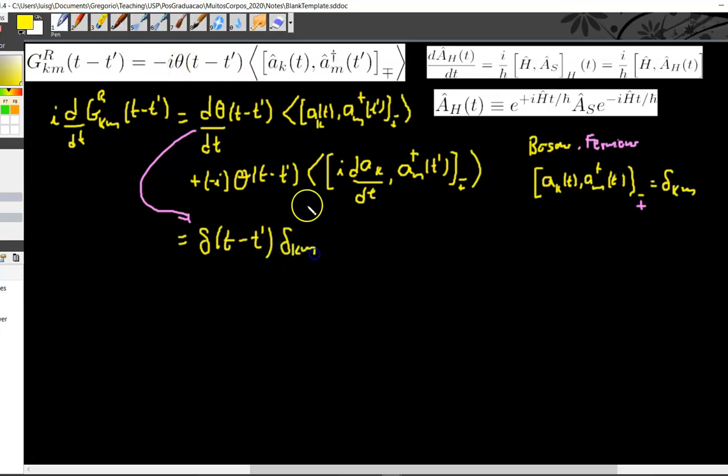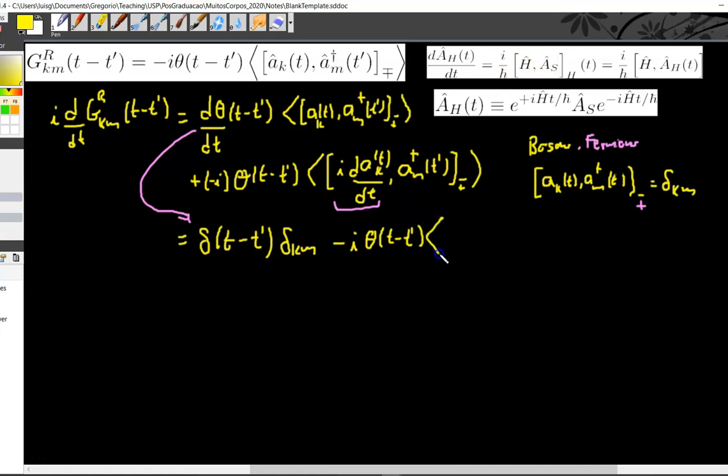Delta km, right, this term. Okay, so I got the deltas, and now I have the other one. So I have minus i theta t minus t prime, and this guy here is the equation of motion for this operator in the Heisenberg picture. So this guy is i times the commutator of H and N itself.